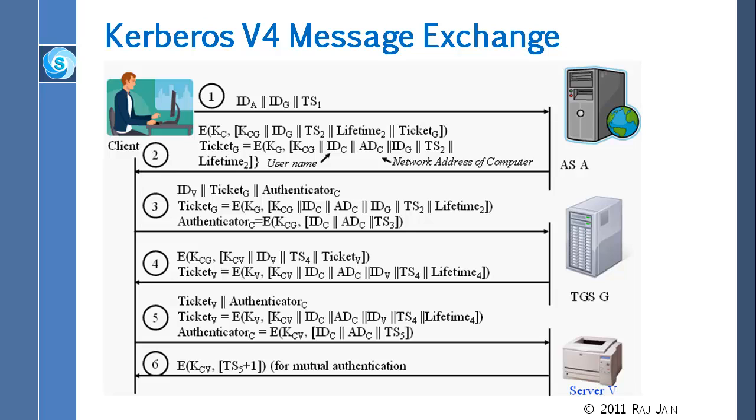Why is TS5 sent back? Because it sends TS5 plus 1, or any function that could have been agreed. In this case, it was agreed that TS5 plus 1 will be sent. Basically, it says that I know KCV, so I am B, and so I can decrypt this ticket, and I know KCV, and so here is your proof.